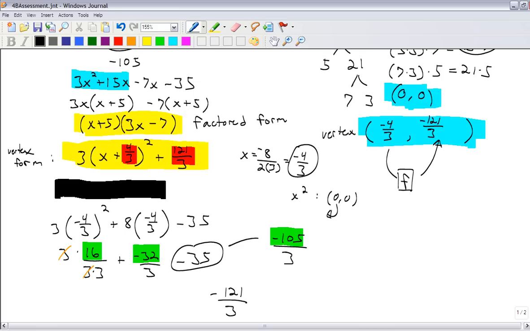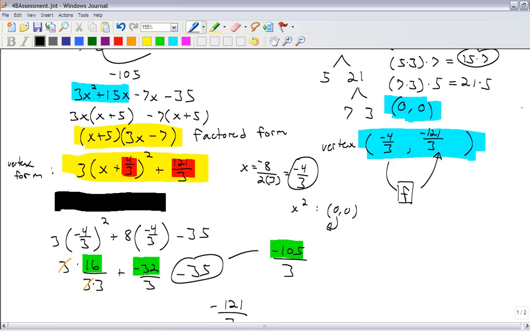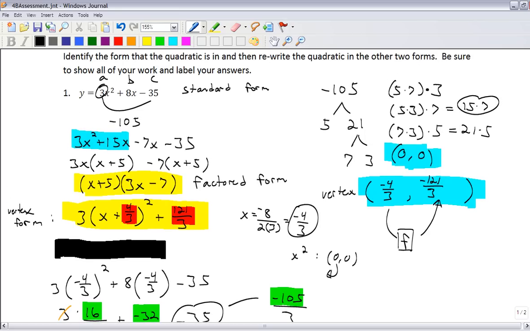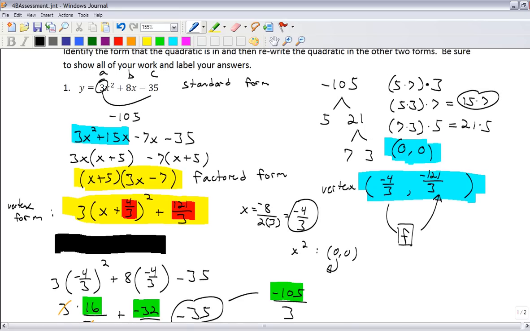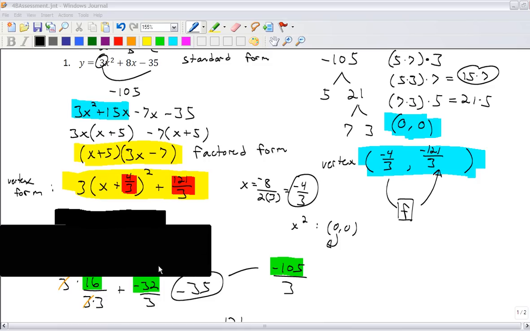That was kind of hard, right? You had some messy numbers to deal with. And a way to check your answer, obviously, would be if you graphed all three of them, they should produce the same graph, in the same table. So maybe I'll put this on pause and do that real quick.